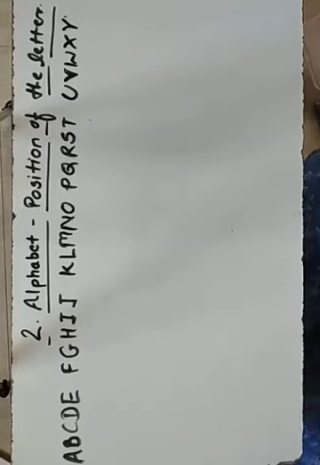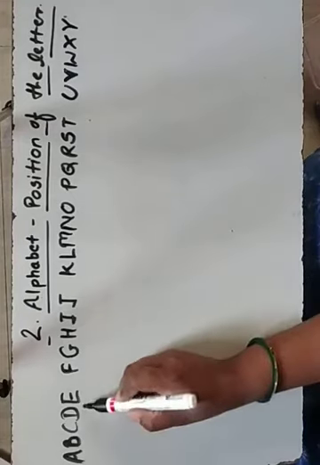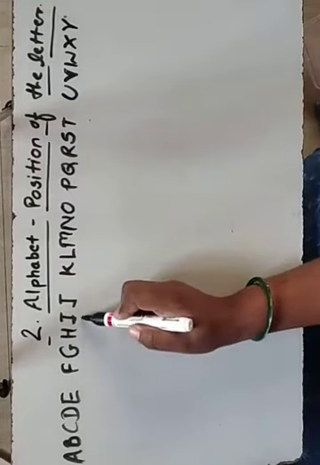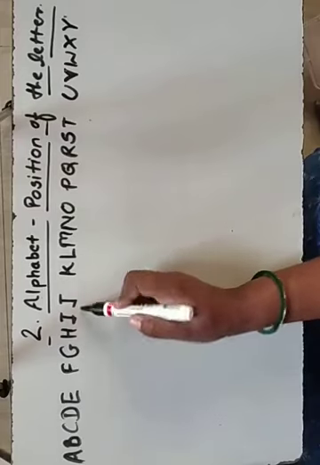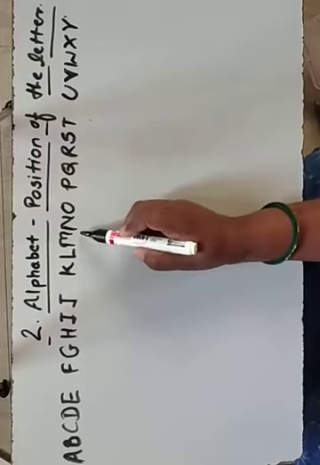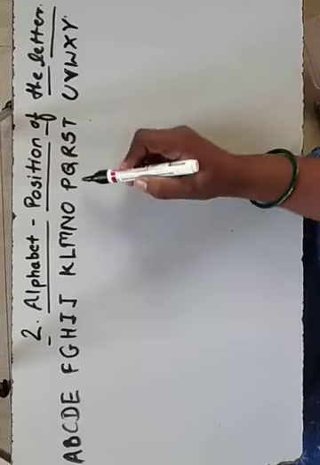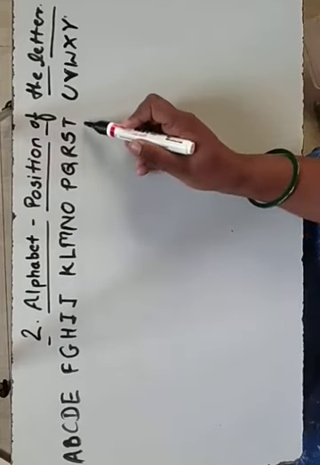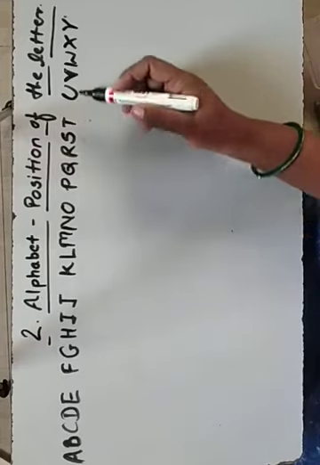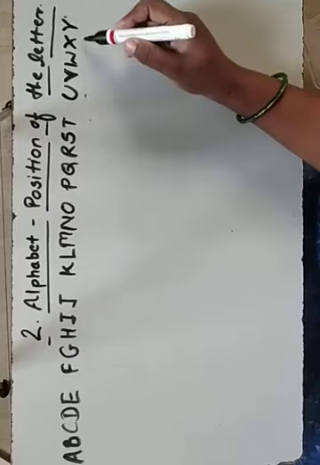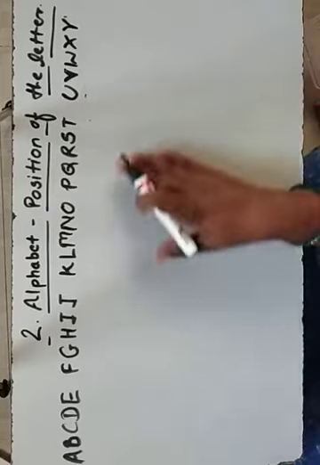Okay, so here I have already written it. A, B, C, D, E. These 5 letters I took together. Then F, G, H, I, J. These 5 letters. Next 5 letters K, L, M, N, O. Then P, Q, R, S, T. Next U, V, W, X, Y. So this is the series.